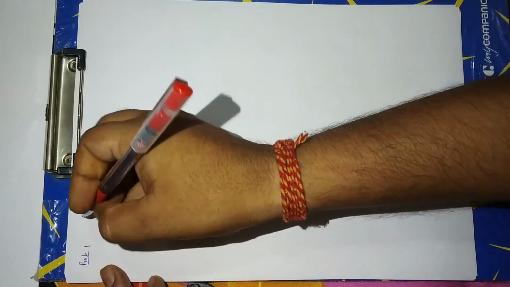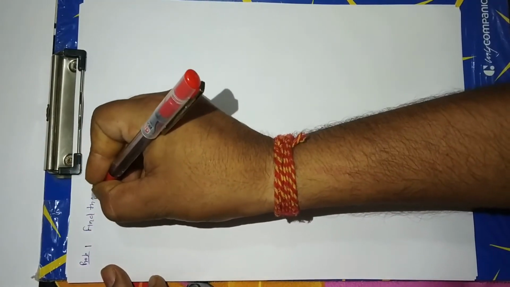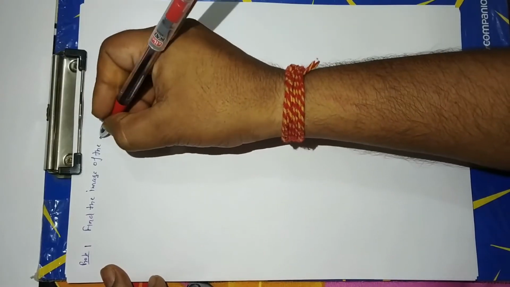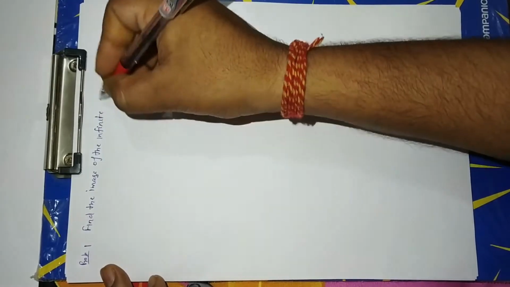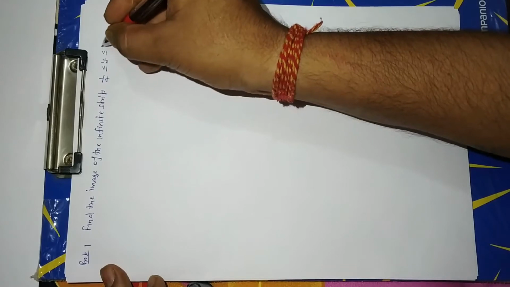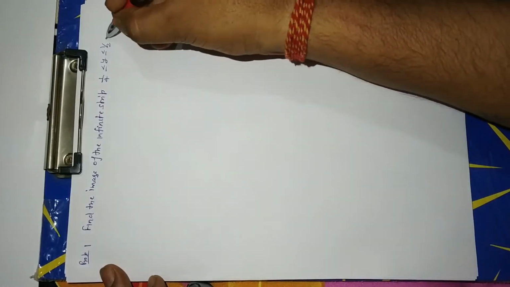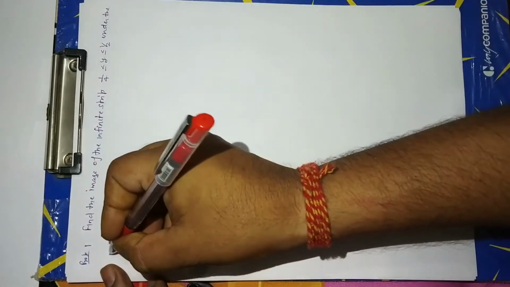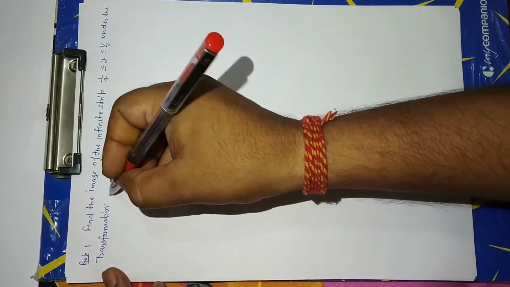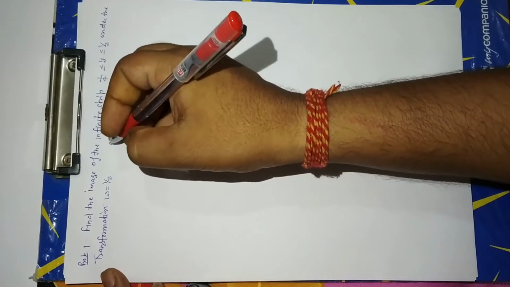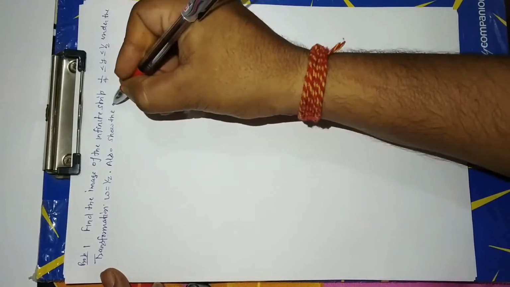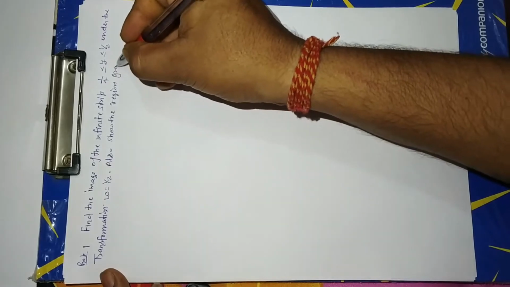Find the image of the infinite strip 1 upon 4 less or equal to y less or equal to 1 upon 2 under the transformation w equal to 1 upon z. Also show the region graphically.